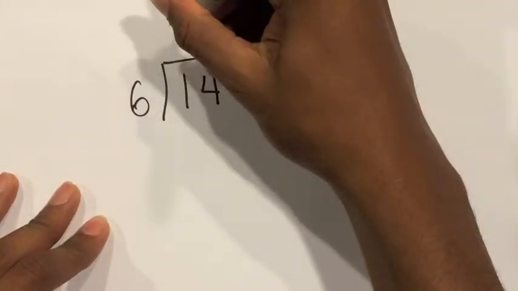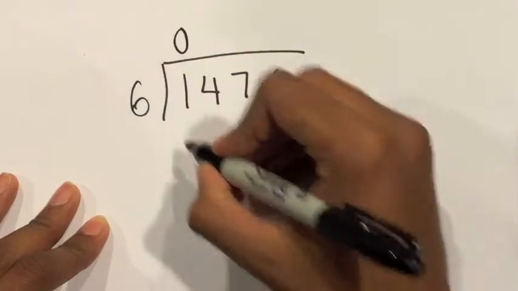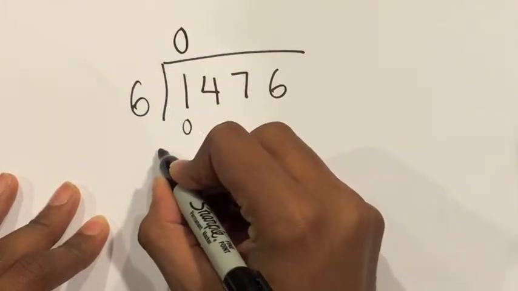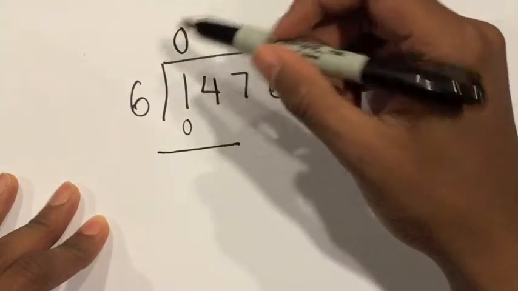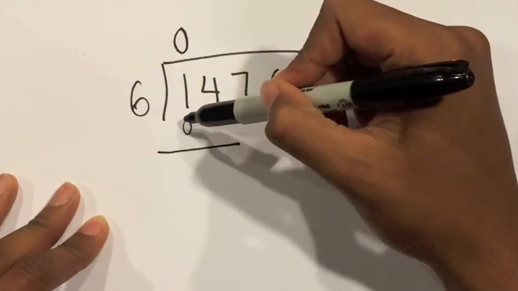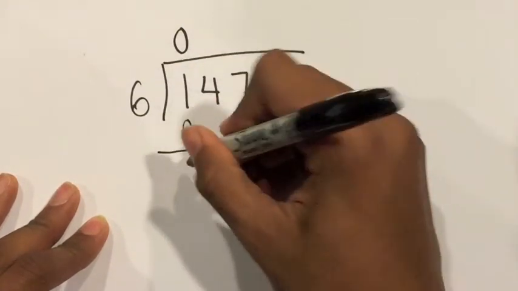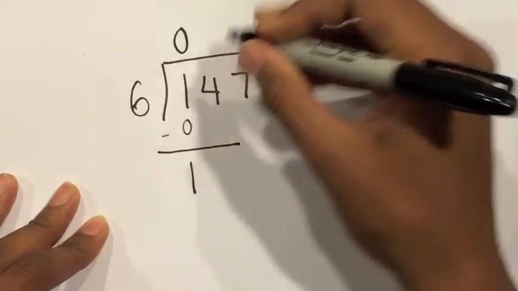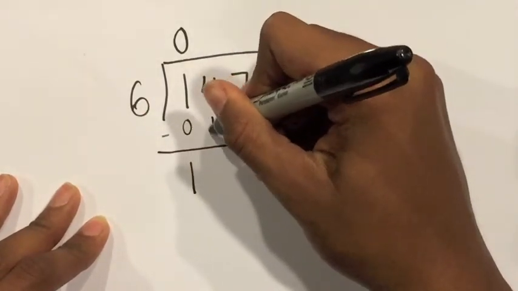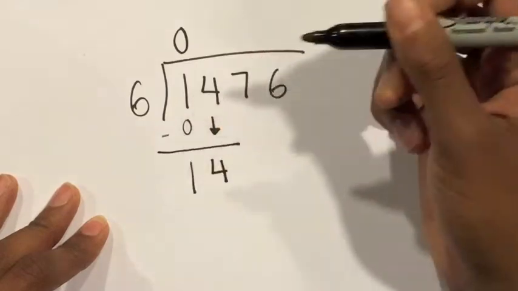So you're going to put a 0 right here. And now you want to subtract. Because 0 times 6 is 0, so 1 minus 0 is 1. Then you want to bring down the next digit. So you would have 4.